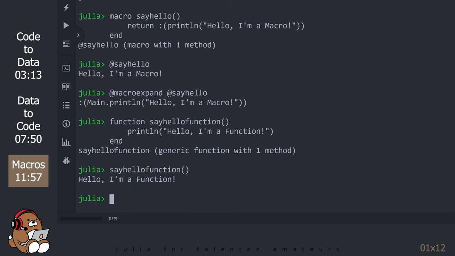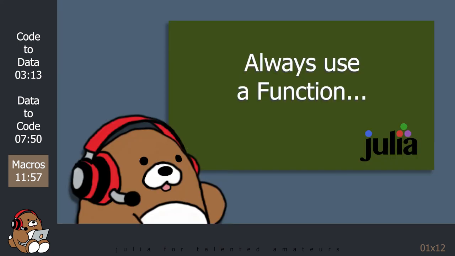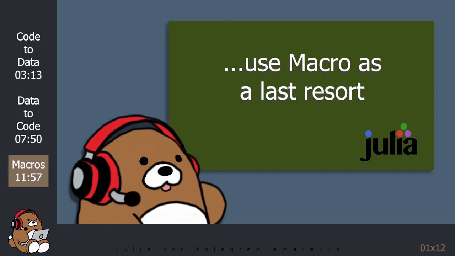In most cases, anything that you can do with a macro, you can also do with a function. Therefore, the rule of thumb is to always use a function and only consider using a macro as a last resort. Here's an example of a macro that can't be replaced with a function.